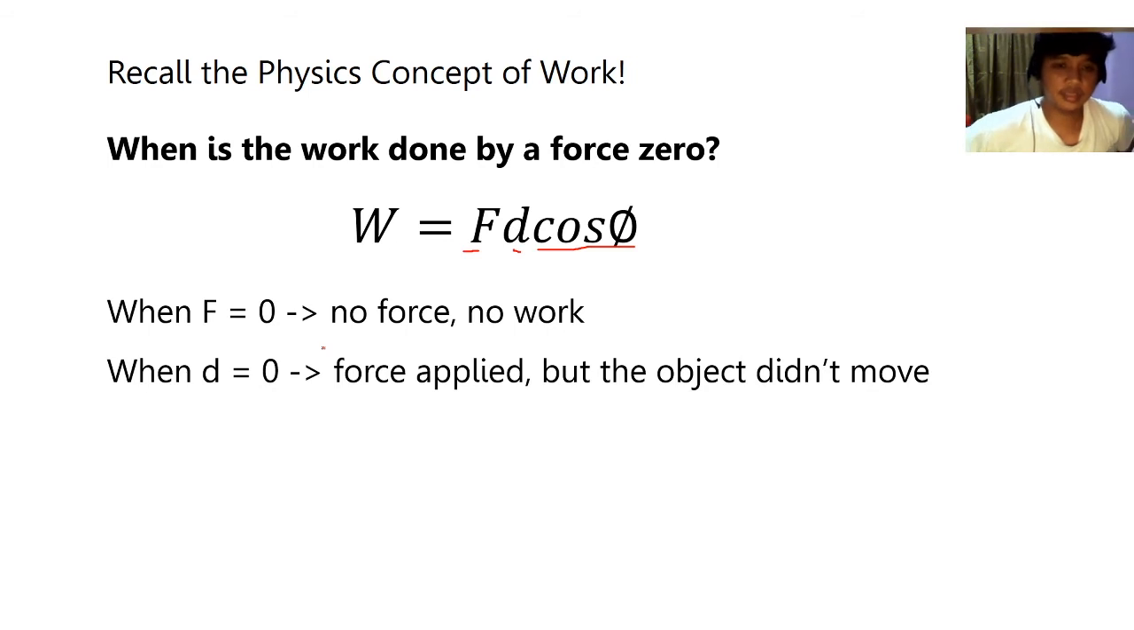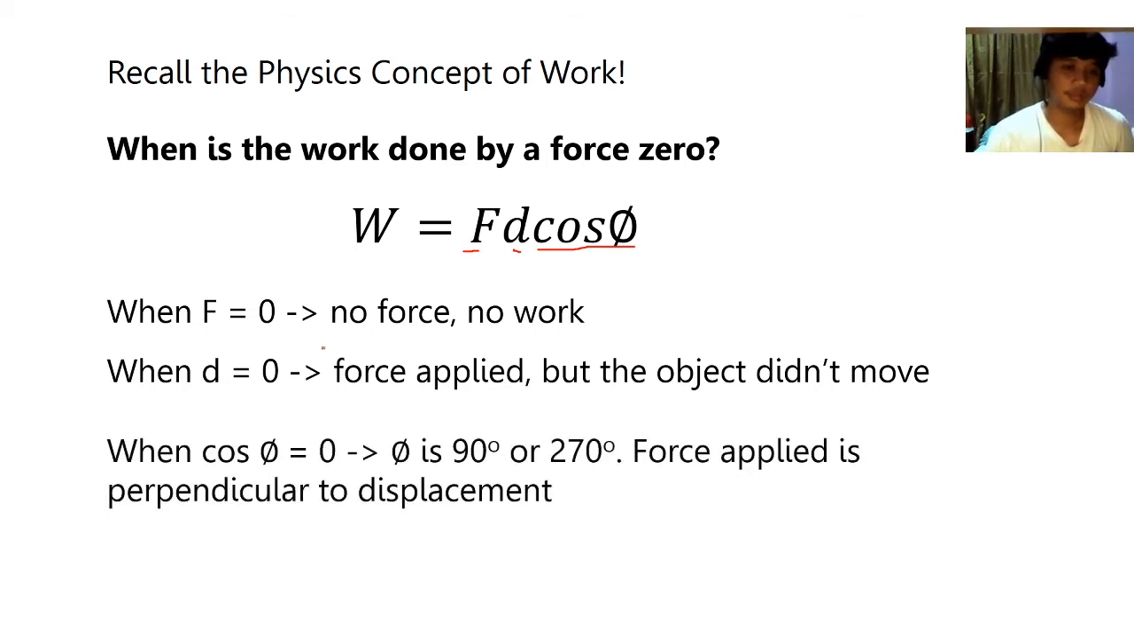So when d equals zero, that means you're applying a force, but the object is not displaced. A common example you're familiar with is pushing a wall. You're exerting a lot of force, a lot of effort. Even if you apply 1,000 newtons of force, but you can't make the wall move, then you're not doing any work.